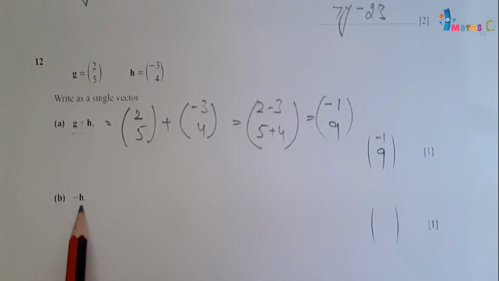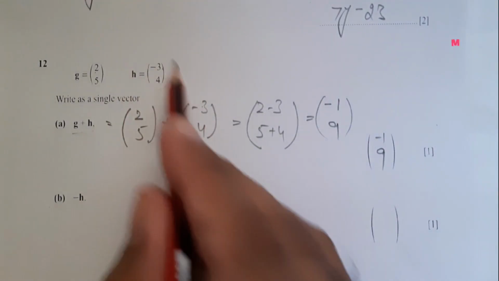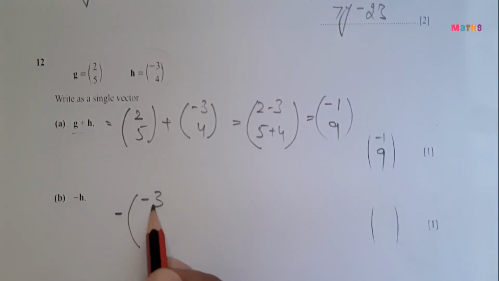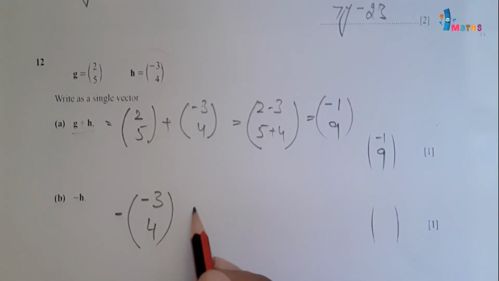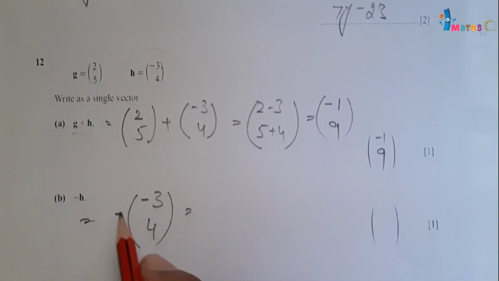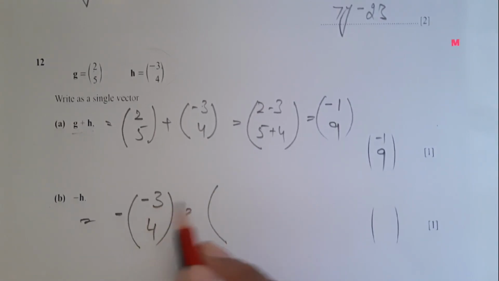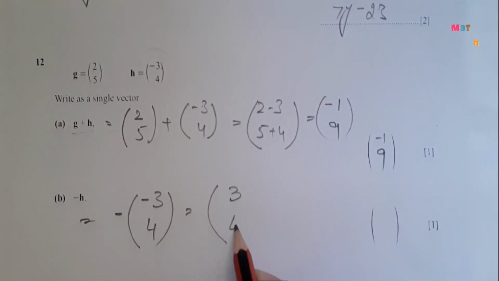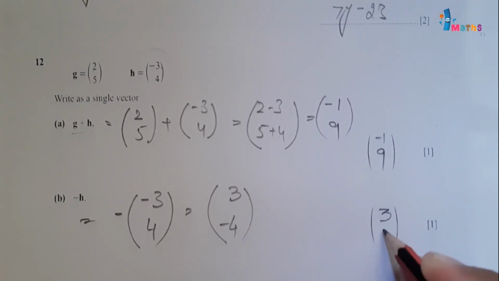B part is minus h. So h is given. So we will write minus h, minus (minus 3, 4). So we can write this one minus, will change the signs. So minus will change to plus and plus will change to minus. So (3, minus 4) will be the answer. We will write here (3, minus 4).